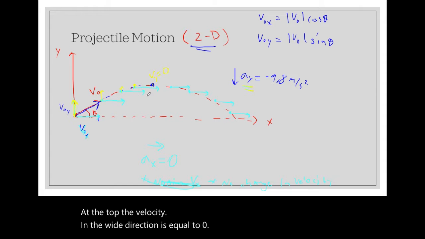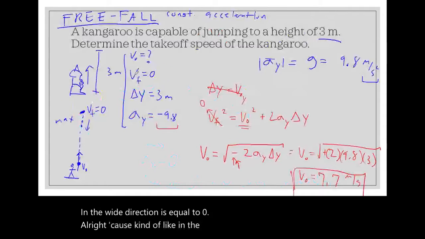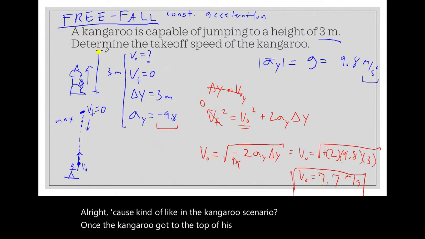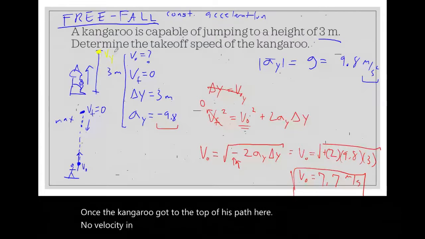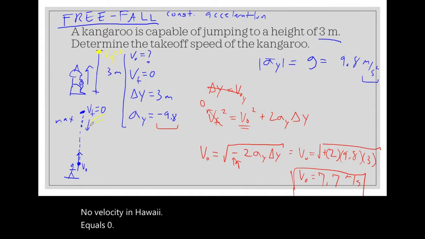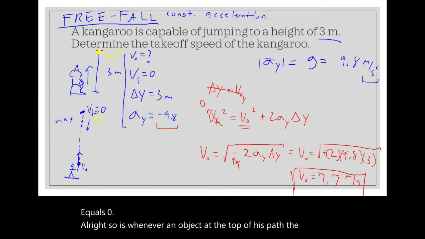Alright? Because kind of like in the kangaroo scenario, once the kangaroo got to the top of its path here, the velocity in the y is equal to 0. So whenever an object's at the top of its path, the y component of its velocity will be 0.